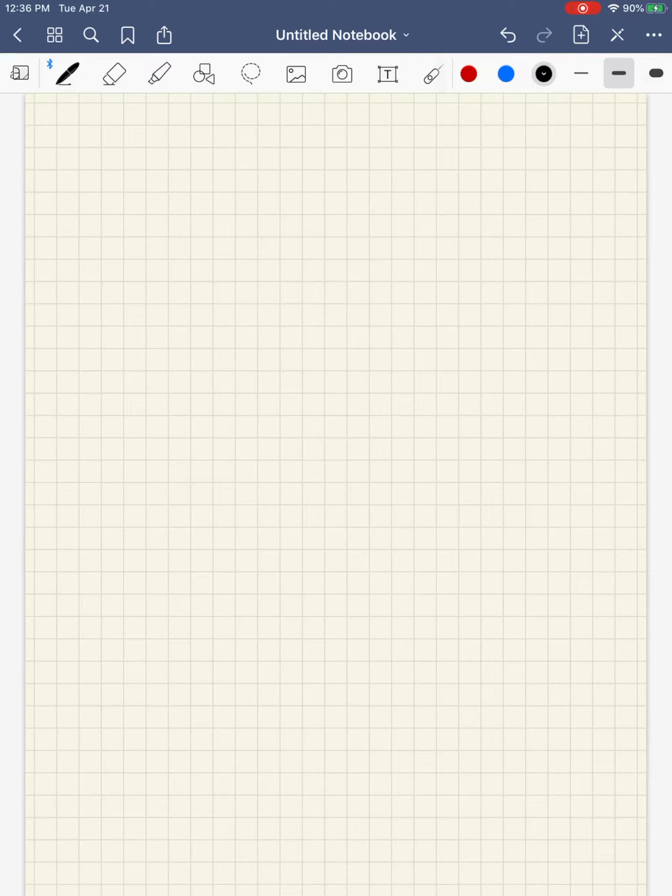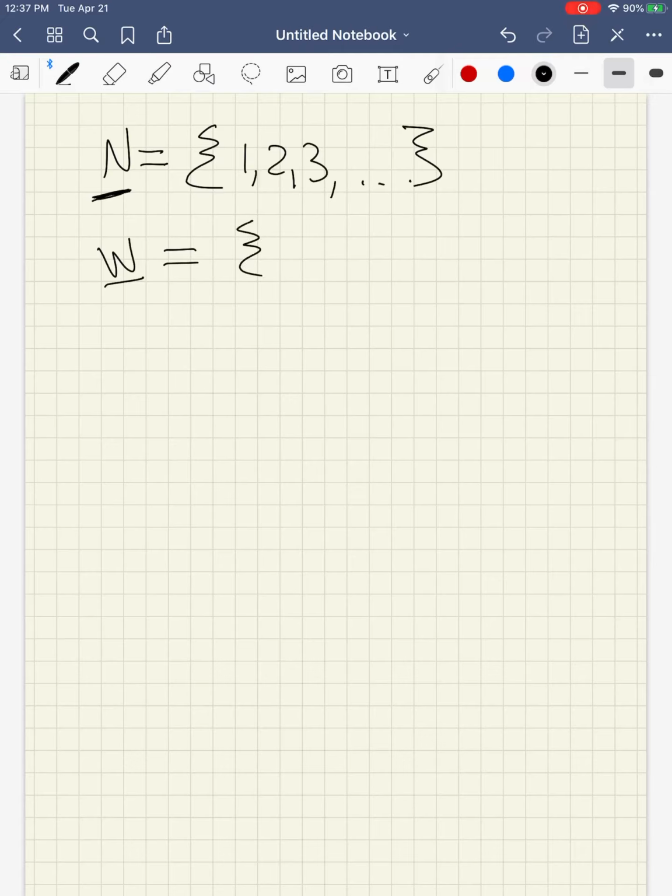So the first thing that we need to look at is when they say natural or counting numbers, that's n equals, and when we count, we start with 1. They're going to represent that with an n. Whole numbers, they're going to represent with a w. And remember, the difference between whole numbers and natural numbers is that whole numbers include 0.